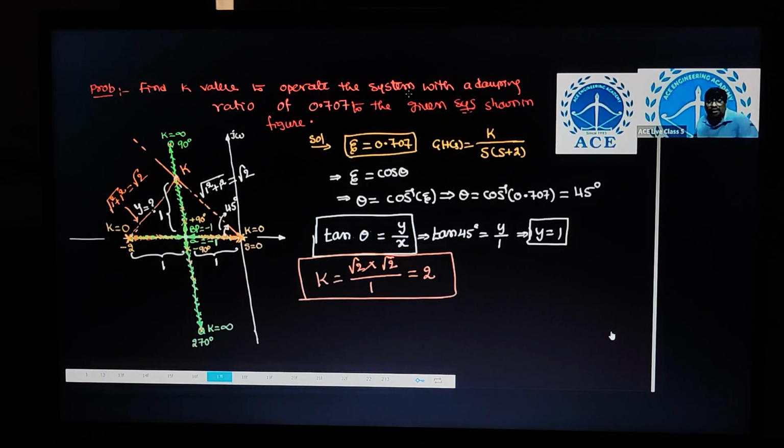So this is called a complete analysis of the root locus. When you are drawing the root locus, this is the complete analysis: finding the stability nature and selecting the K value to operate at the desired response. Okay? This is a complete analysis.